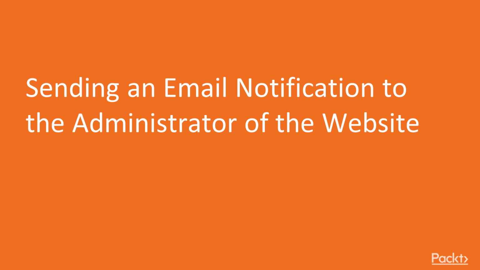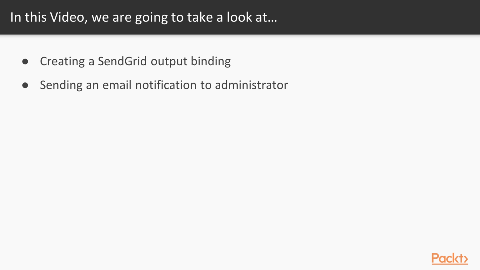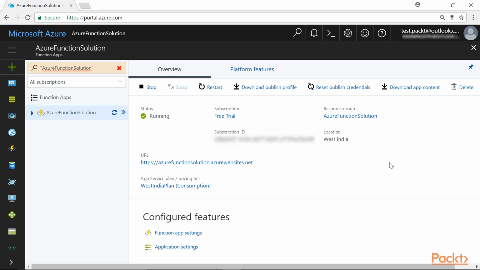Now we move on to the first video of this section that deals with sending an email notification to the administrator of the website. In this video, we will learn how to create a SendGrid output binding and send an email notification to the administrator with static content. We will perform certain steps before moving to the next section.